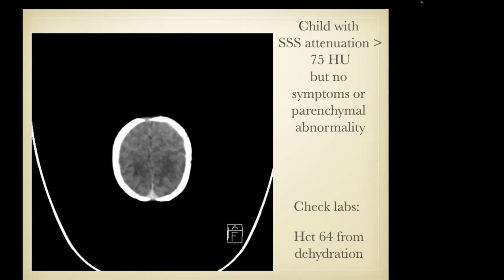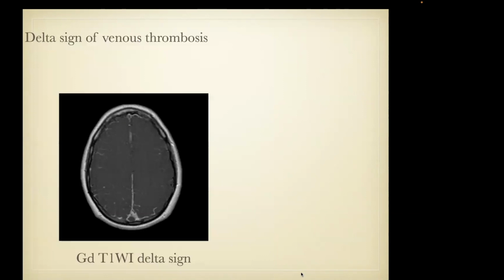So again, just be aware that both thrombus and patients with high hematocrit can have high attenuation sinuses. Now, the problem with polycythemia, of course, is they're also prone to venous thrombosis. So in the end, you probably have to do a venogram no matter what the cause.